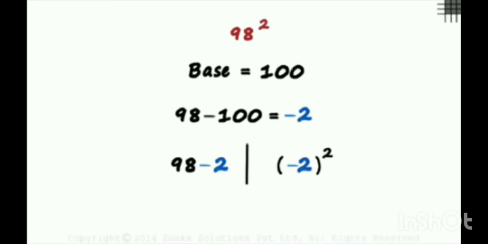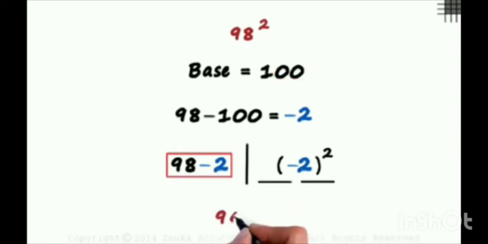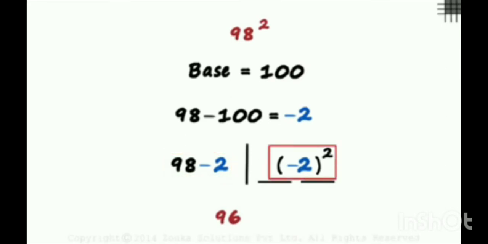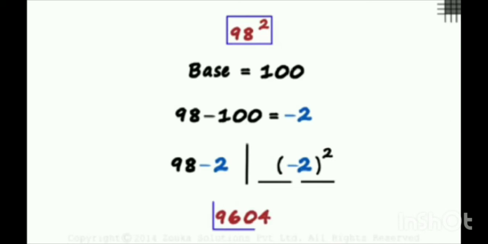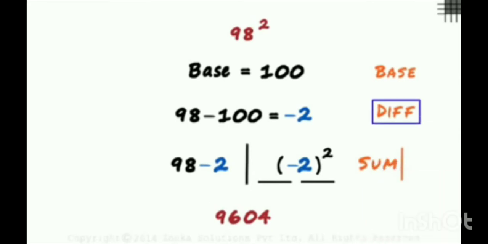Don't forget, the number of digits on the right will be equal to the number of zeros in the base. As there are 2 zeros in the base, there will be 2 digits on the right. So 98 minus 2 is 96 and minus 2 squared will be written as 04. 98 squared is equal to 9604. Remember the steps. Base, difference between the number and the base, partition, sum of the number and this difference on the left, and the square of the difference on the right.